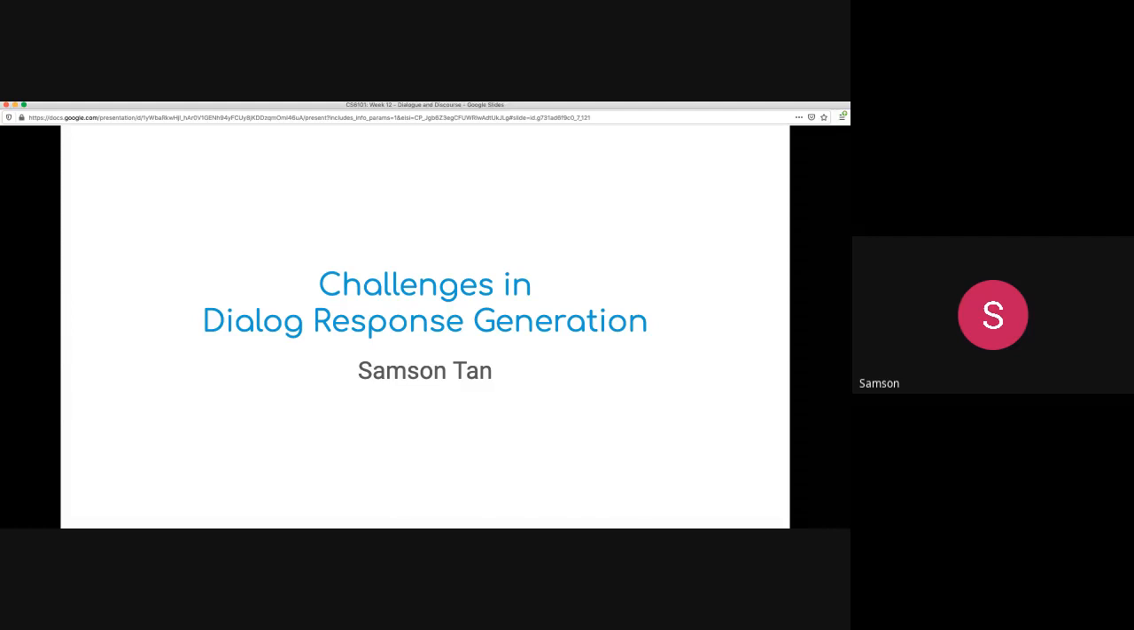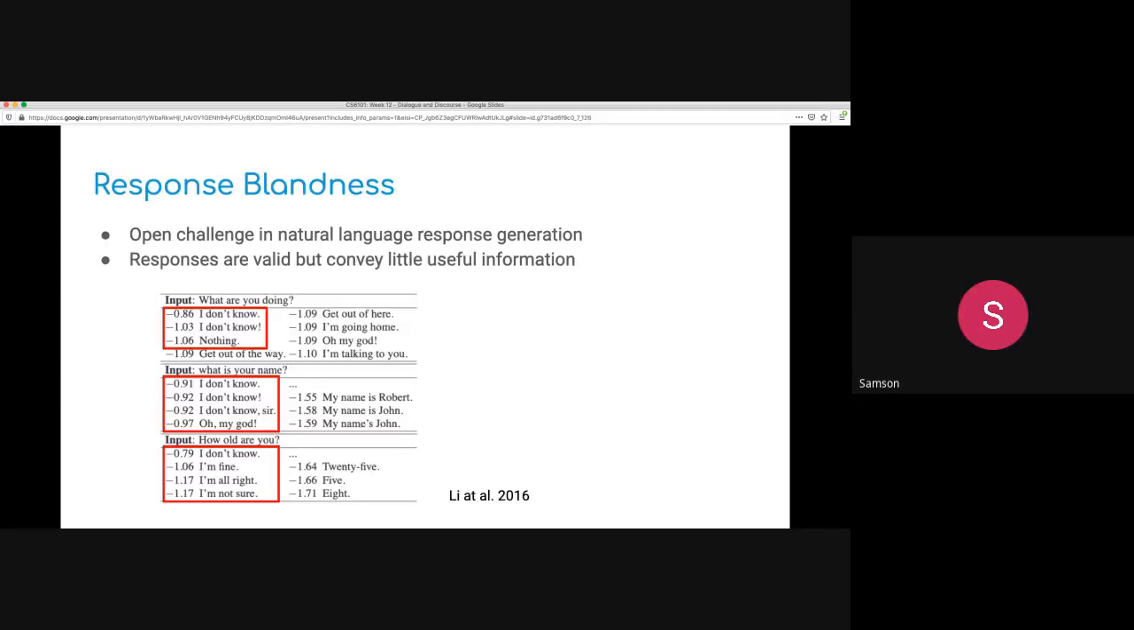I'll be presenting on new papers about dialogue response generation, mainly focusing on the challenges rather than the generation itself. I think one of the key issues that is probably still going on is this idea of response blandness. What blandness means is that the responses are valid, but they are kind of useless, as you can see from the examples here, where the question is, what are you doing or what is your name? And saying I don't know is a valid response, but it kind of defeats the purpose of the conversation, right? If you just say I don't know, then the conversation just stops. So that is a key problem for response generation.